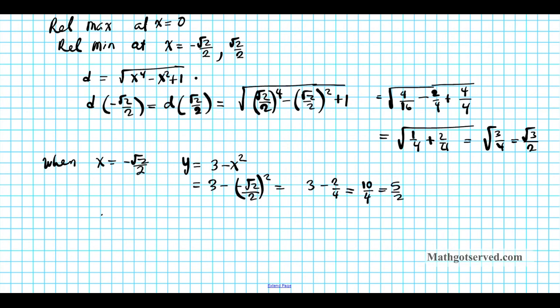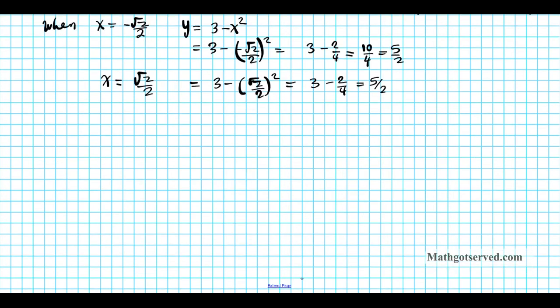Okay, and then when x is equal to the square root of 2/2, we're going to have the same answer, right? Because we're squaring the term, so it's going to be 3 minus the square root of 2/2 squared, which is going to be 3 minus 2/4, which is also 5/2. Okay? All right, so now we're ready to write our conclusion.